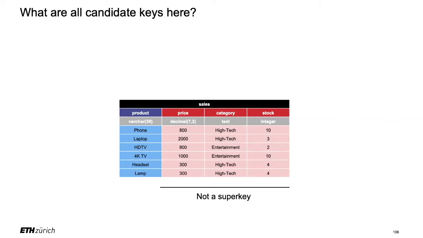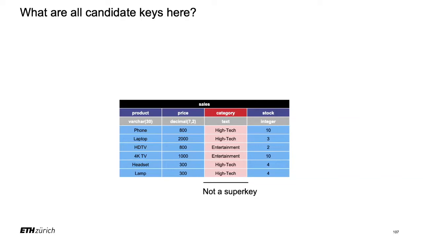So that's still not enough to know the price, the category, and the stock in order to identify the tuple. Okay, that's not a super key. This is also not a super key because high-tech repeats even 4 times and entertainment repeats twice. This could have been, but no, it's still not a super key because now we have high-tech 2 that repeats, high-tech 4 that repeats twice. So this is not a super key. And this is not a super key either.